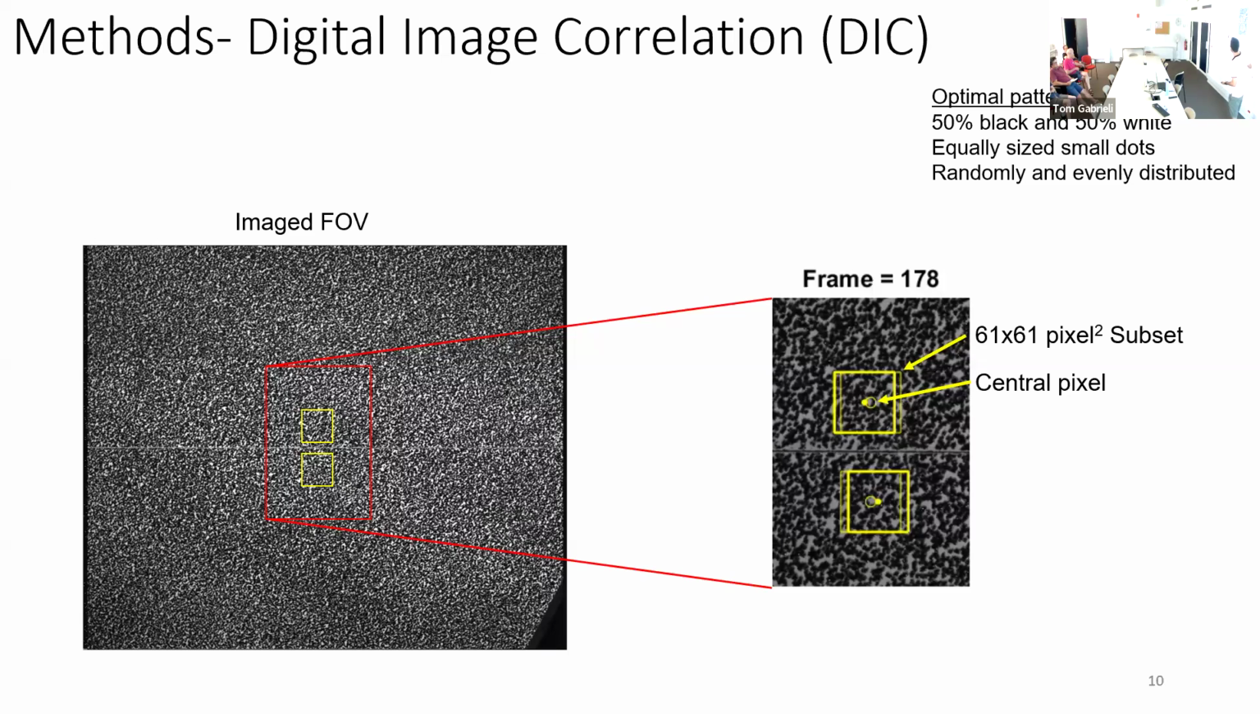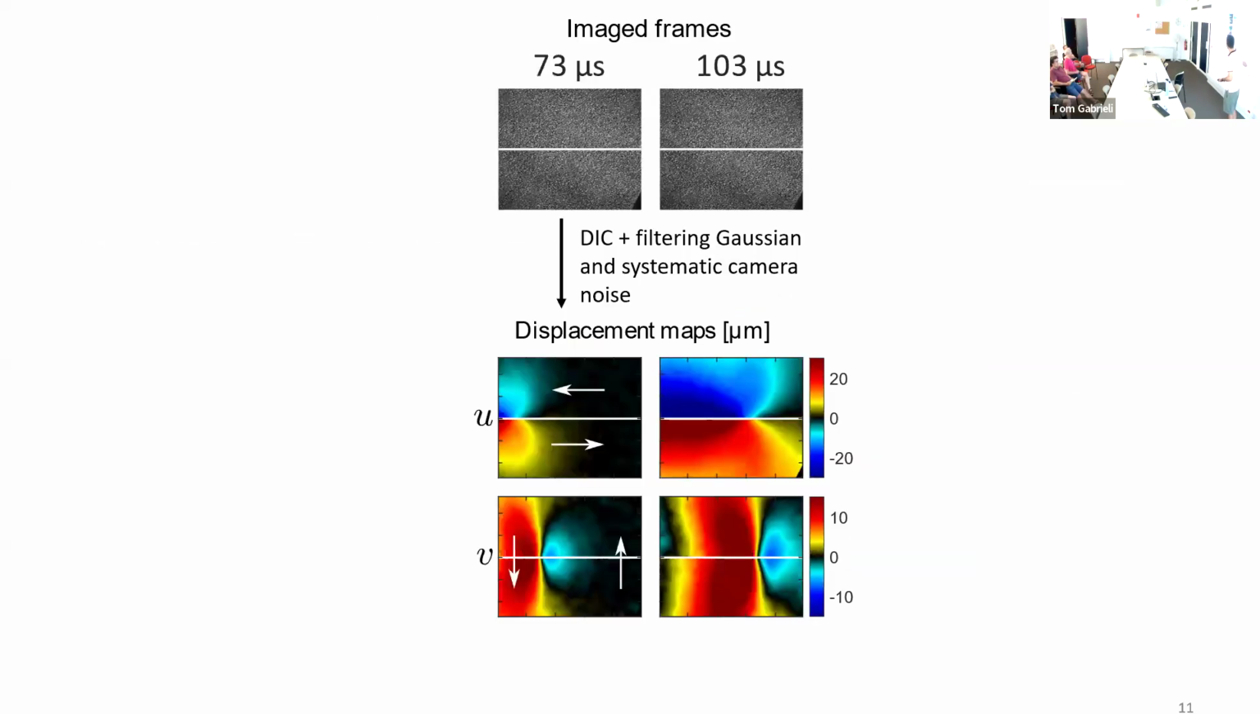And when we do it for the entire field of view, with a bit of Gaussian filtering and removing noise and systematic noise of the camera, we can get these displacement maps. They give us the displacement of each pixel in each frame. Okay, so we can see here two image frames, and these are the displacements that we analyzed using the DIC from these exact frames, left and right displacements and up and down. And you can see how the rupture propagated from left to right.